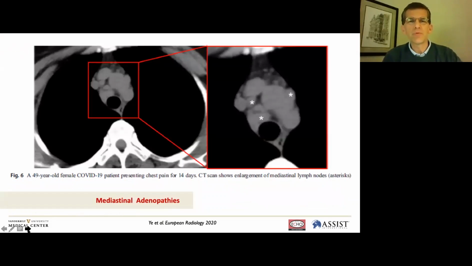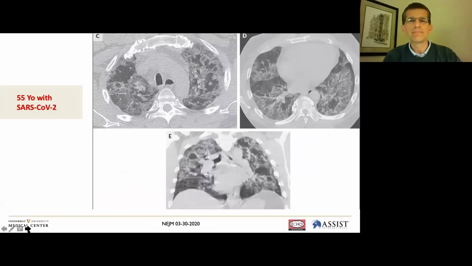Some patients present with lymphadenopathy in the mediastinum, as represented by these stars, and being the only presentation in the airways. Next slide, please. This slide of a patient with ARDS is much more common and seen in more severe cases, with diffuse patchy infiltrates diffusely throughout the lungs. Next slide, please.